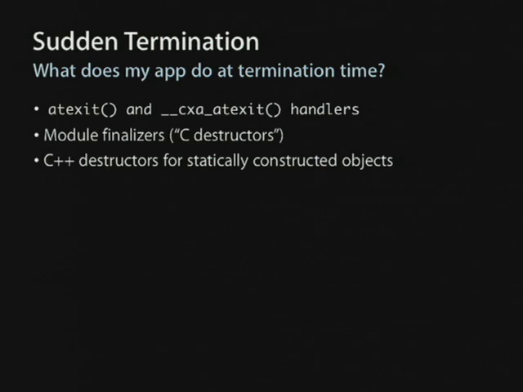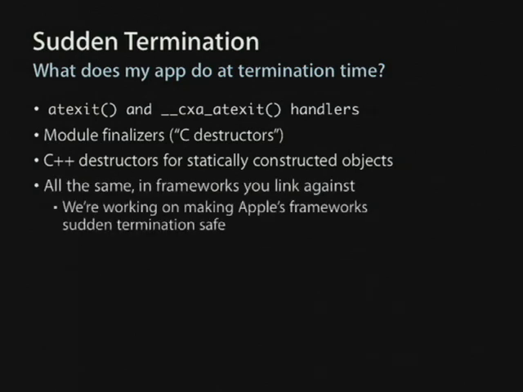Also C++ destructors, and not all C++ destructors, oh God, just ones for statically constructed objects. Which we kind of have been discouraging anyway, at least the ones that cause C++ objects to be created at launch time, because that's not lazy enough anyway for good launch time performance. And all the same in the frameworks you link against. So if a framework is not sudden termination safe and your application links against it, maybe you're not in such a hurry to adopt this feature.